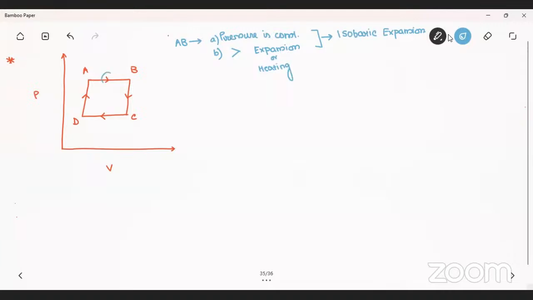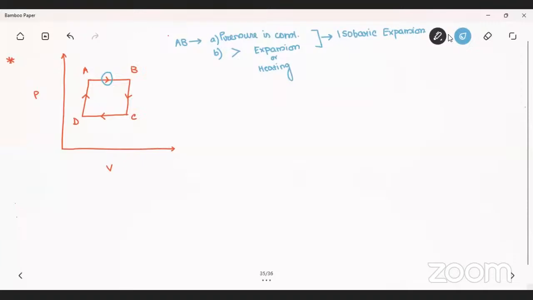Now what does this arrow mean? This arrow means expansion. Like this means expansion, this means compression. So this arrow means expansion or heating. Pressure is constant for which system? Isobaric. And I told you why it is expansion. So it is isobaric expansion. Is this clear? Yeah, ma'am. Good. This is AB.